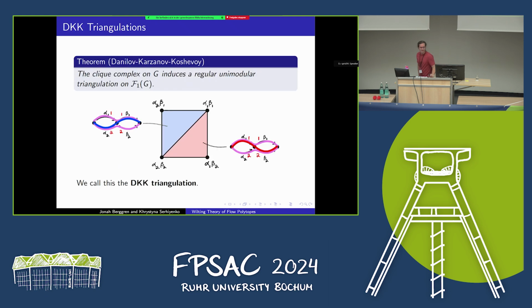So now what's something cool? Triangulations are cool. So my clique complex, this is a theorem of Danilov, Karzanov, and Koshevoy, induces a regular unimodular triangulation on my flow polytope. And the way that we get this is we remember that routes are really vertices, right? So this route 1, 1 is really this vertex through the indicator vector 1, 1. And we also have the route 2, 2, and we have the route 2, 1. And these give me this little triangle here. And my other clique gives me my red triangle.